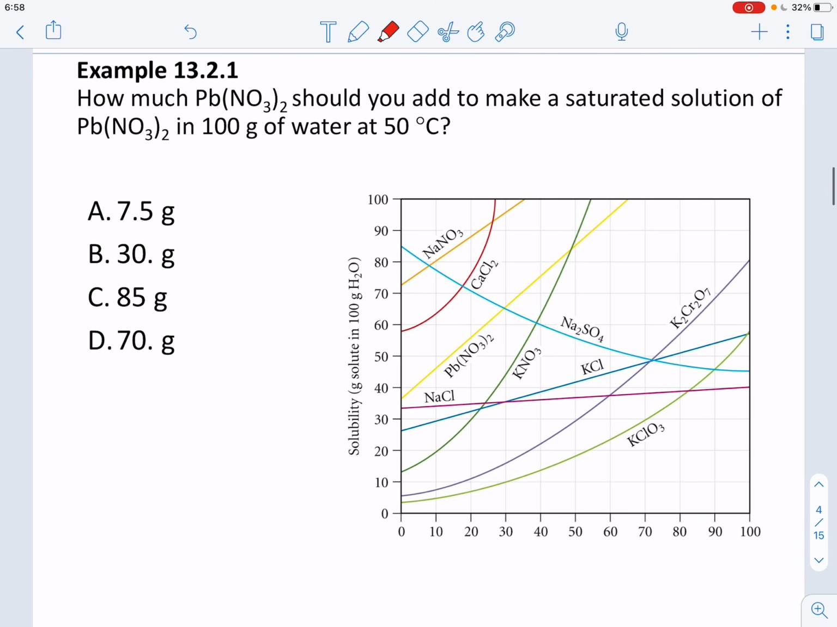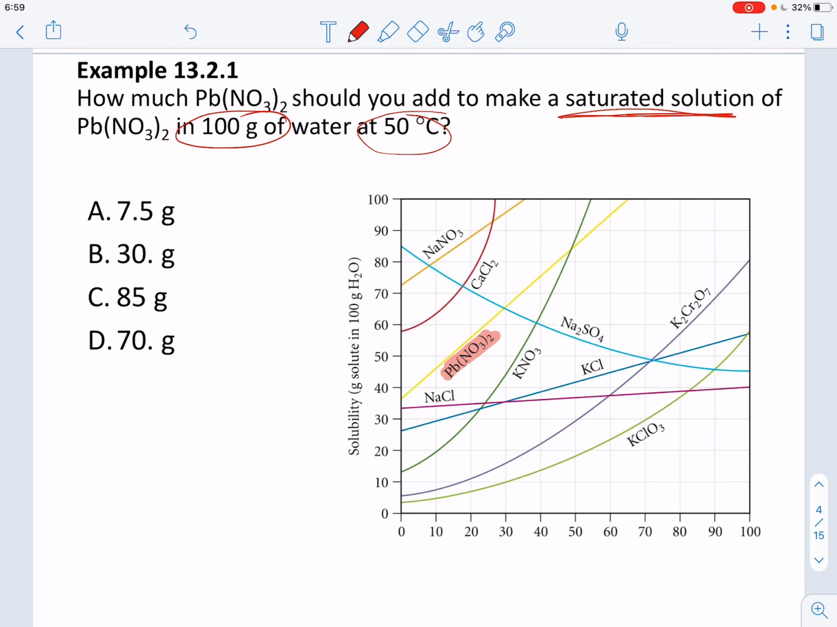For example, we are looking at lead nitrate here, so we have to look at the curve for lead nitrate, and lead nitrate is here. So we are looking at the yellow curve. Now, how much lead nitrate do you have to add to 100 grams of water? This is very important: 100 grams of water at 50 degrees. Okay, you want to obtain a saturated solution.